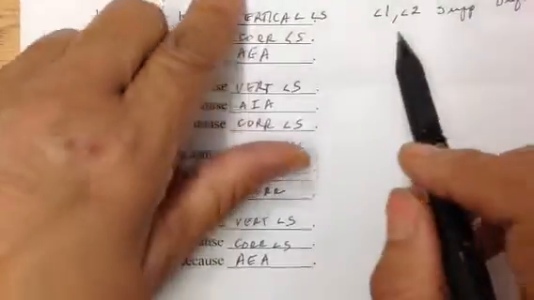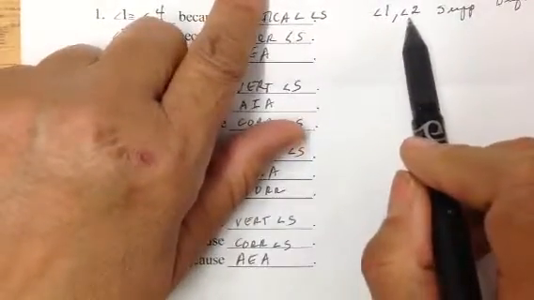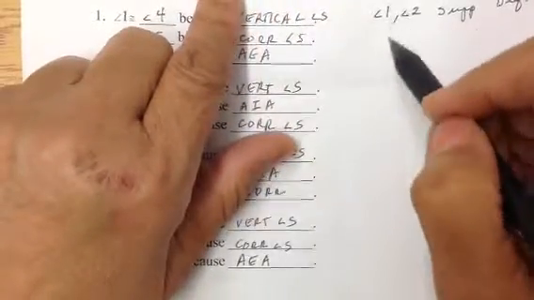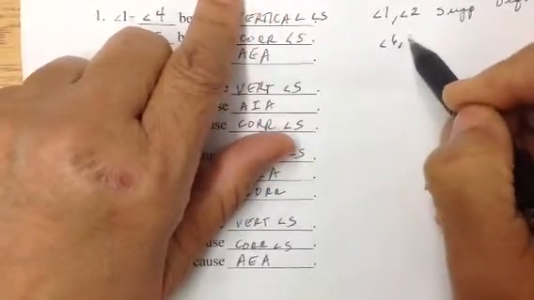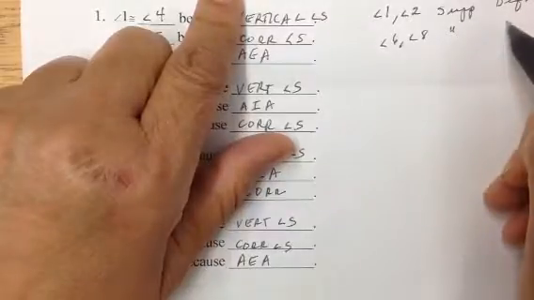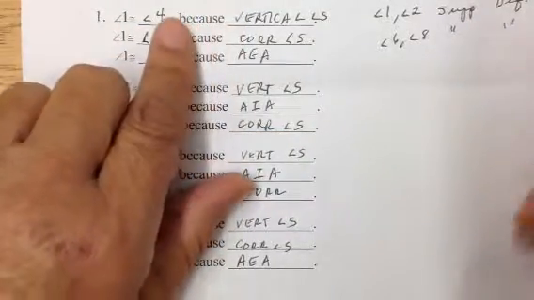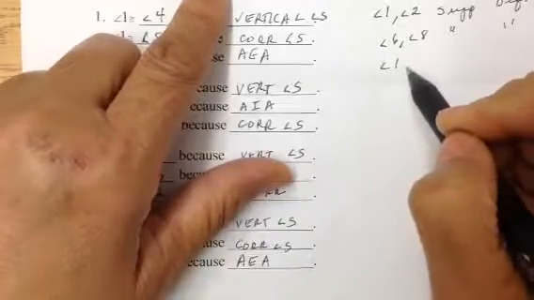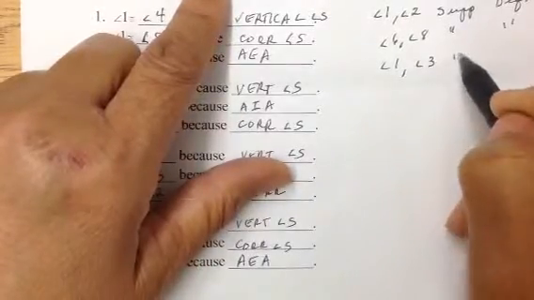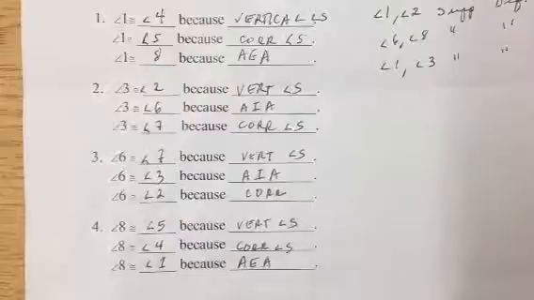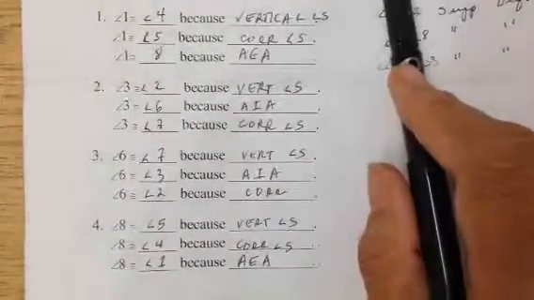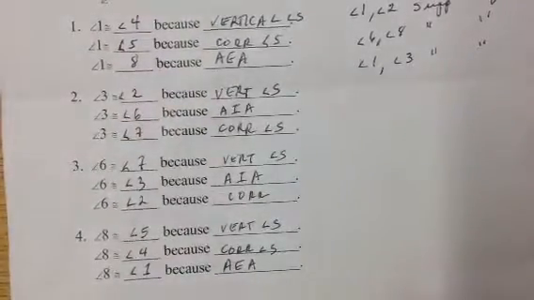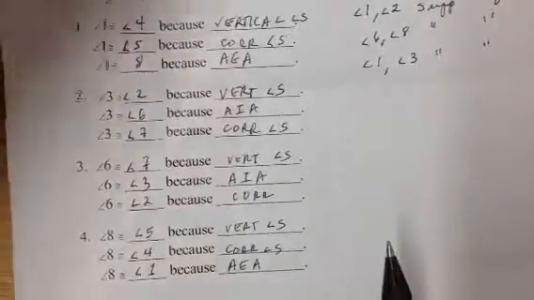Now don't forget that angle 1 and angle 2 are supplementary by definition. And I can say the same thing about angle 6 and angle 8. They're supplementary by definition. The same thing is true for angle 1 and angle 3. They're supplementary by definition. And I want you to realize that I did let you know that the angles were parallel.